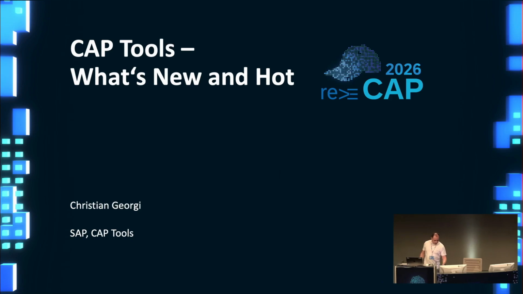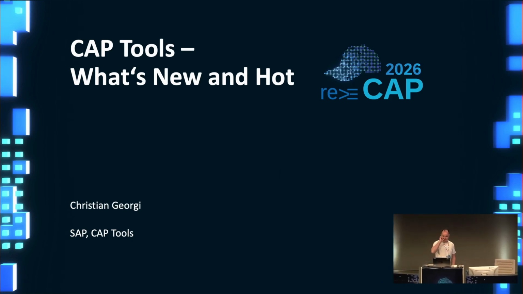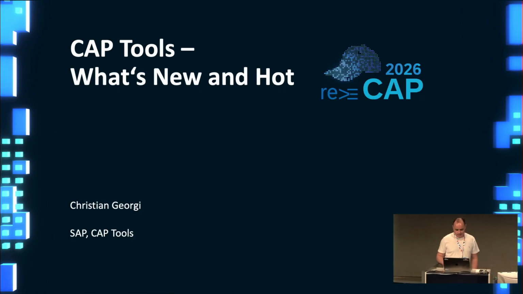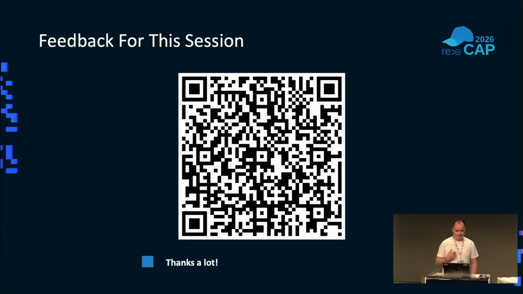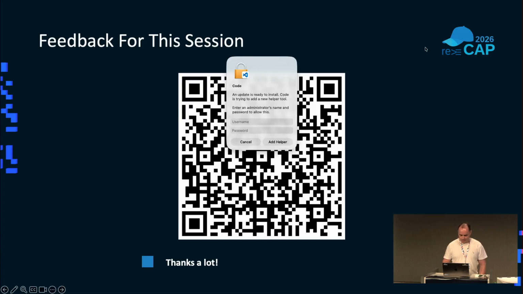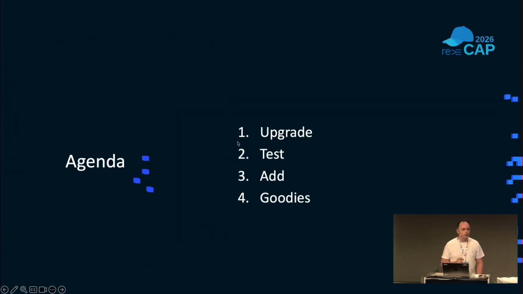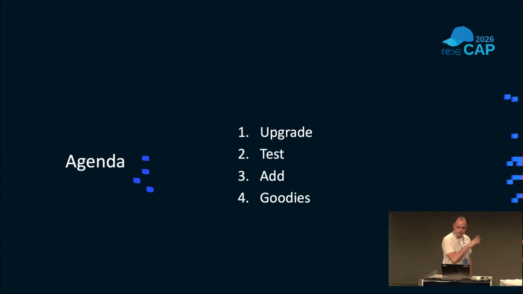Hello, everyone. Same year, same procedure like every year: the big old tool session. Let's see what we have for you. First of all, because we always forget showing that QR code, if you want to do that before, just keep a photograph and then give feedback afterwards. I'll also try to not forget to show it afterwards. That's my only slide, because as usual it's all demo. We'll talk about upgrade, testing, adding things, and some other goodies.